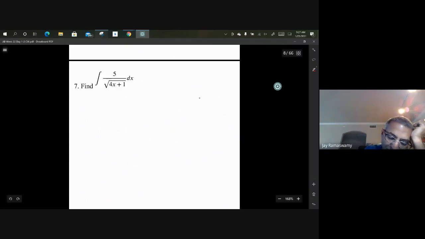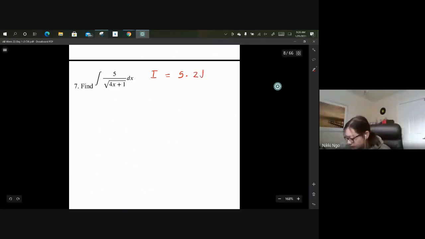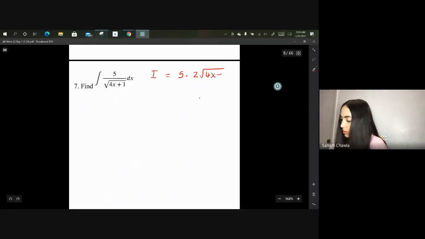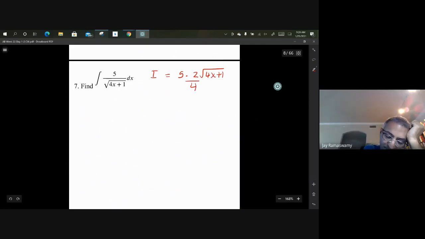Okay, let's do method 1, the shortcut. Okay, go. What's the integral of 1 over radical monkey? 2 radical monkey over 4. Is that the same as 5/2 radical? I'm simplifying the fraction, yeah? Plus C. Is everybody okay there?